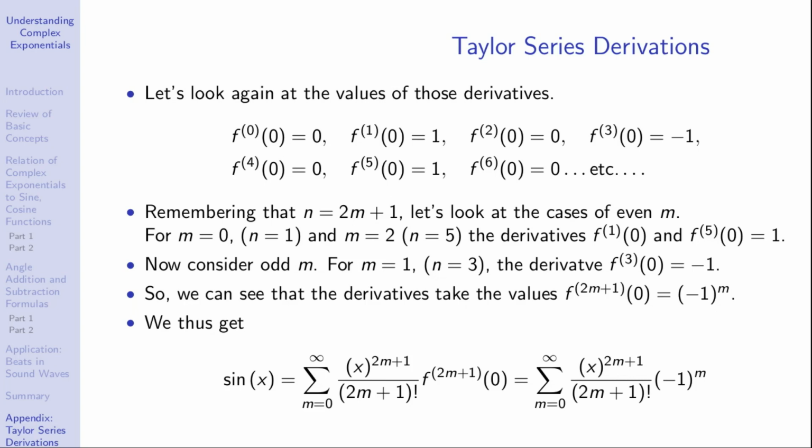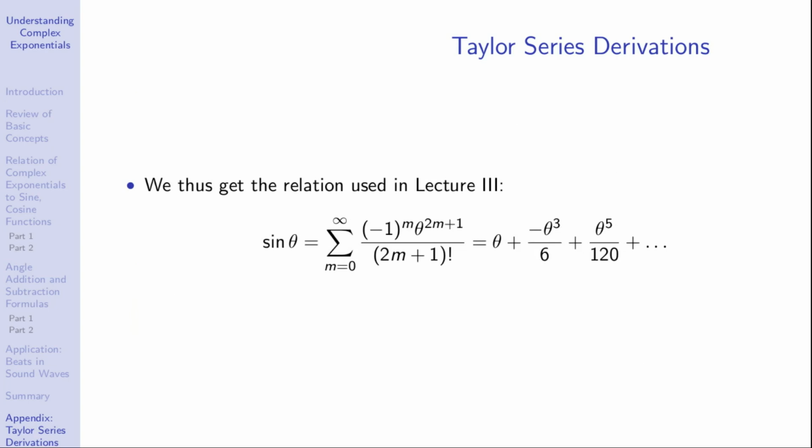We thus get that sine of x equals the sum over m from 0 to infinity of x to the 2m plus 1 power divided by (2m plus 1) factorial times the (2m plus 1)th derivative of f evaluated at 0, which is just (-1)^m. We thus get the relation used in Lecture 3.